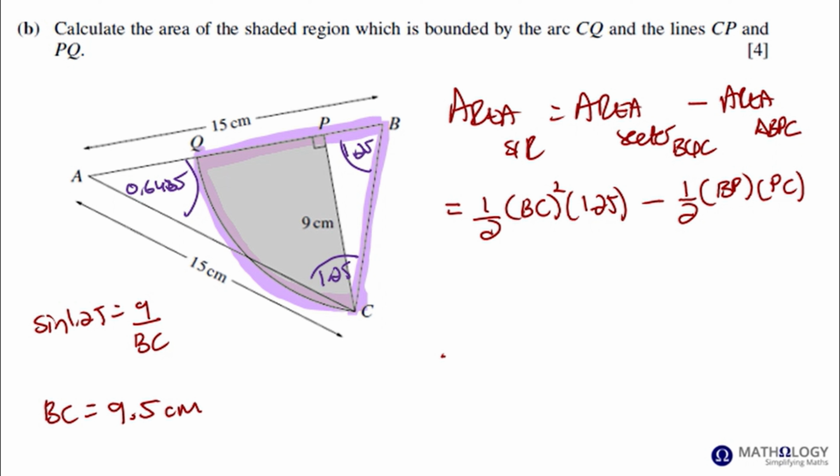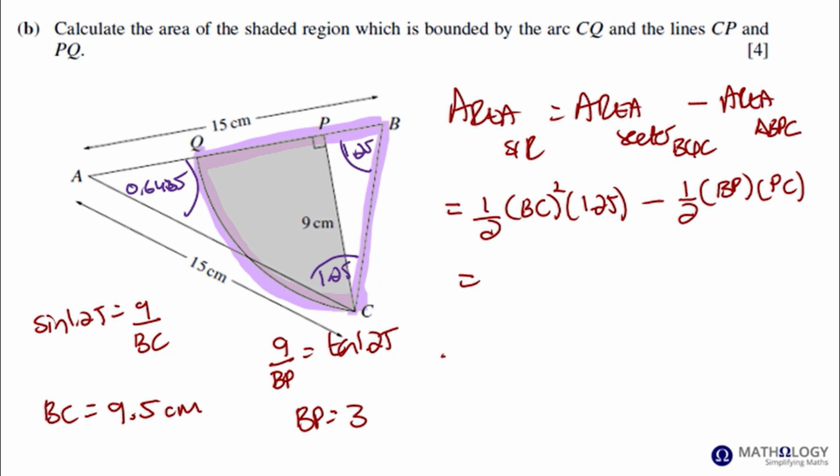So we've got BC. Now BP, we can do a similar thing. Relative to 1.25 in right angle triangle BPC, BP is the adjacent side and PC is the opposite side. So 9 over BP is opposite over adjacent, so that's going to be tan 1.25. BP therefore equals 9 divided by tan 1.25. It's 2.99, so it's approximately 3. So we've got BP and we've got BC.